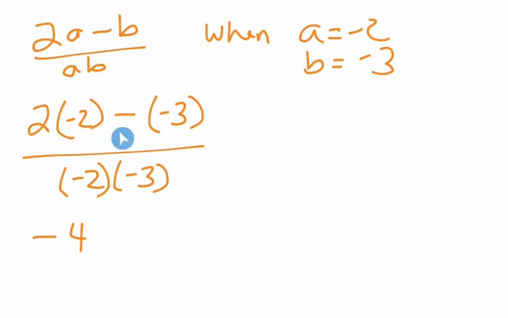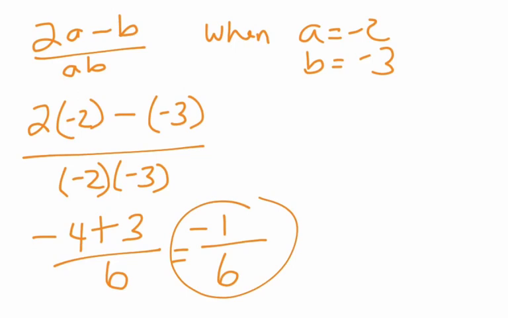Subtraction means to add the opposite. So this is adding. What is the opposite of -3? +3. And then in our denominator, a negative times a negative gives us a positive, and 2 times 3 is 6. In the numerator, -4 plus 3, well, I go left 4 and then right 3, which is going to land me at -1, and then I have the 6 in the denominator.